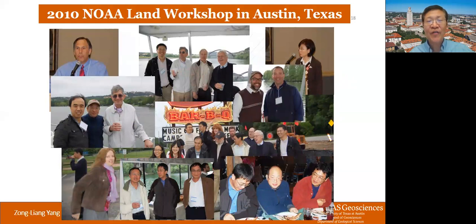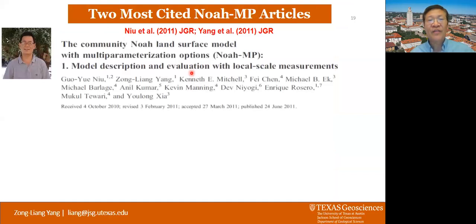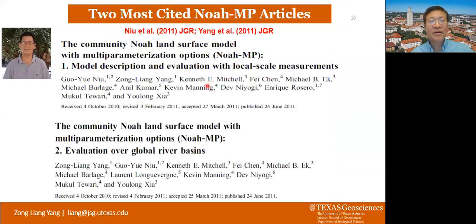And I also have photos from Dr. Maidment and others. This is Dave Gochis and Mac Ek. So here are the two papers we mentioned earlier. This is Guoyue. The first paper is led by Guoyue in 2011. The second paper was actually led by me, but Guoyue did most of the work, running the model, producing results, and analyzing the results. And both papers turned out to be quite popular in the community and well received in the community. You can see from the Scholar citations.